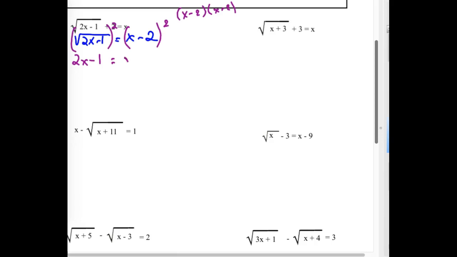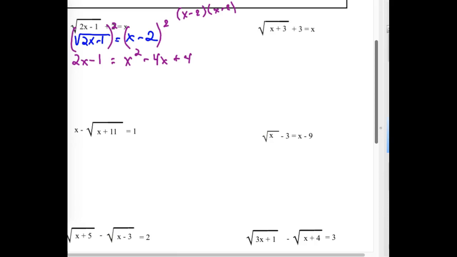We square the first term. We do twice the product. So the product would be negative 2x. Twice that would be negative 4x. And then we square the negative 2. What we have created is a quadratic equation. We have an x squared in there. So we can use the same techniques that we've been using for the last week.